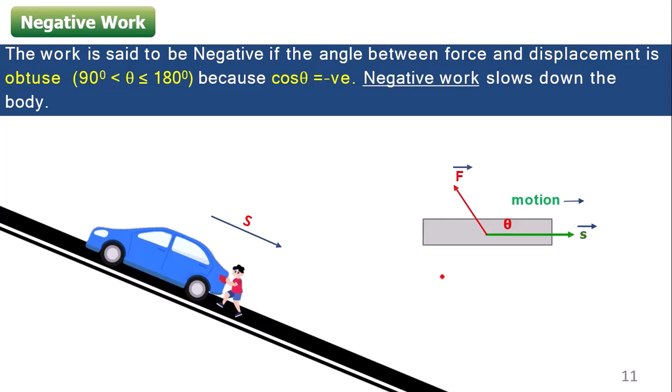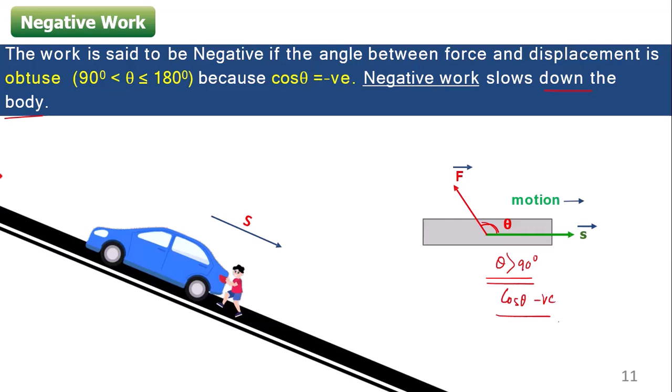Similarly, what can be negative? When this theta angle is greater than 90 degrees, that is the obtuse angle, the cos of theta becomes negative. That is, the work done becomes negative. And if the work done is negative, that means the body will slow down. So when the work is positive, the body will increase its speed. When the work is negative, the body will slow down.